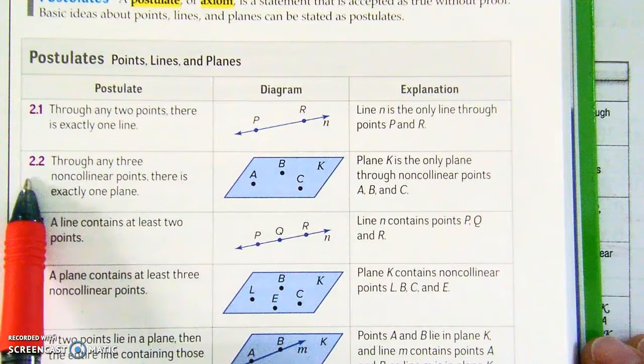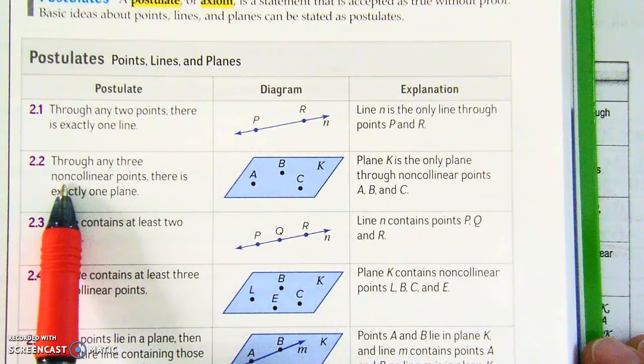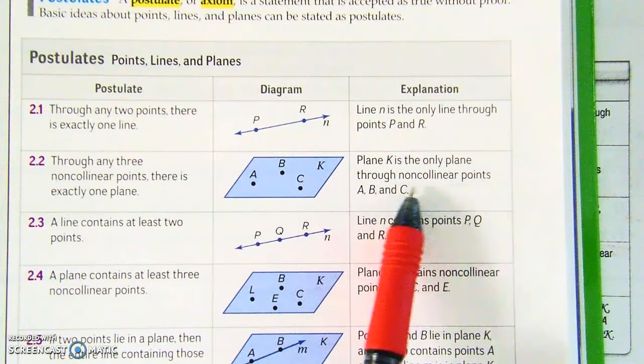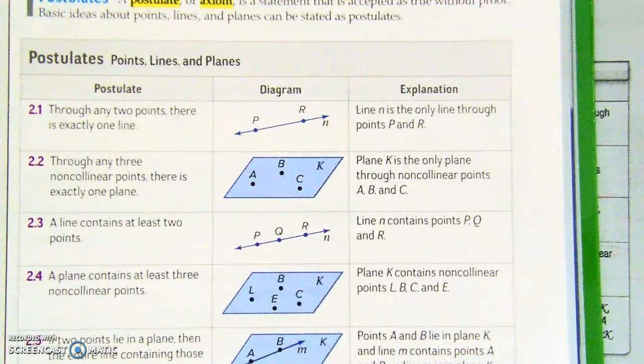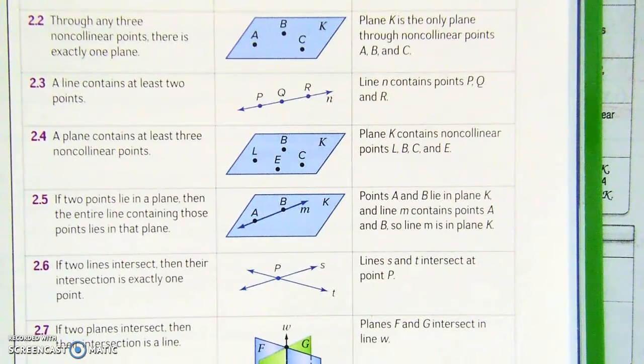Postulate number 2.2. Through any three non-collinear points, there is exactly one plane. Again, non-collinear means that they do not all lie on the same line. So here's the explanation. Plane K is the only plane through non-collinear points A, B, and C. Then we have postulate 2.3. Gotta move this up just a little bit here so we have a little more room. A line contains at least 2 points. Okay, so that's another one that we have there. Then we have postulate 2.4. A plane contains at least 3 non-collinear points.